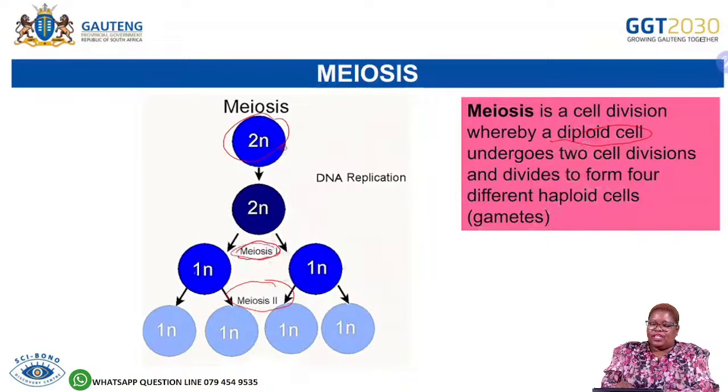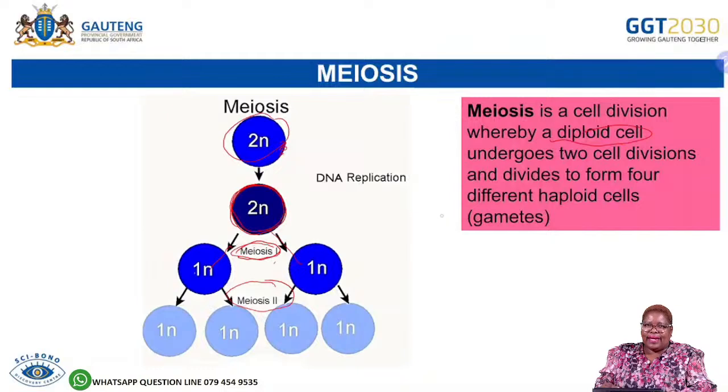So this is a diploid cell. Now DNA replication takes place. Remember when we were doing DNA, the code of life, we introduced DNA replication, whereby DNA makes a copy of itself. So here we have a diploid cell replicating. Now what will happen to that diploid cell? It undergoes meiosis 1.